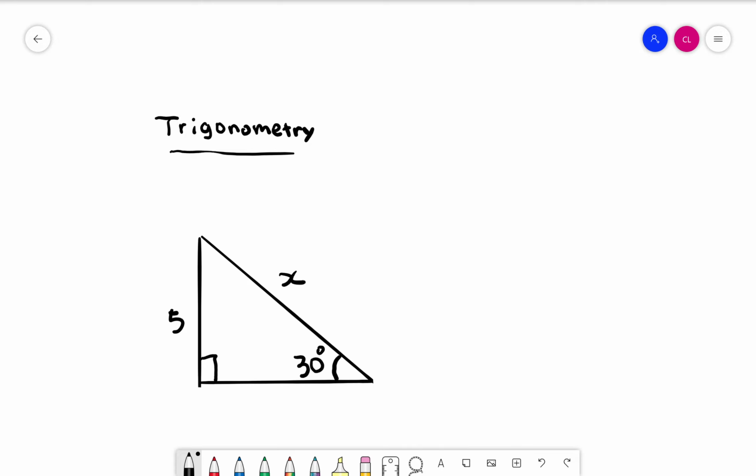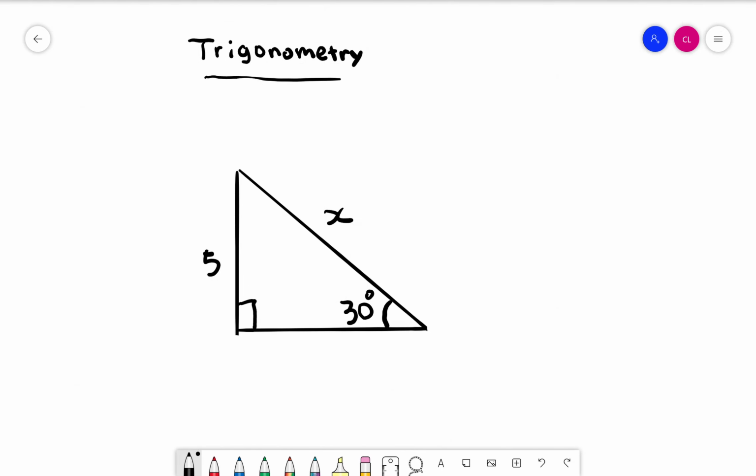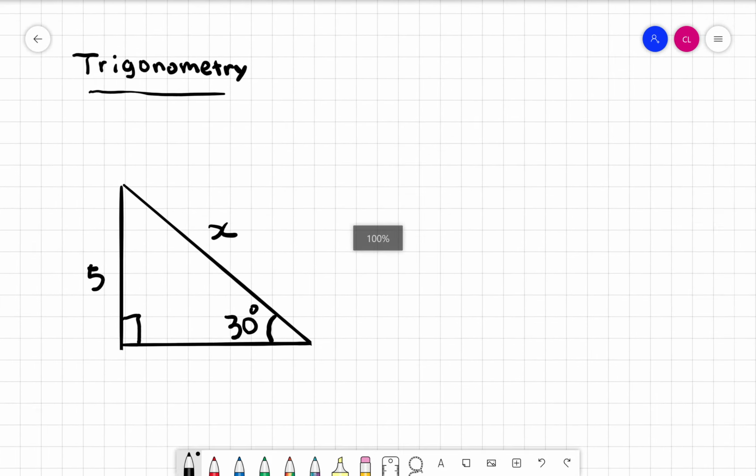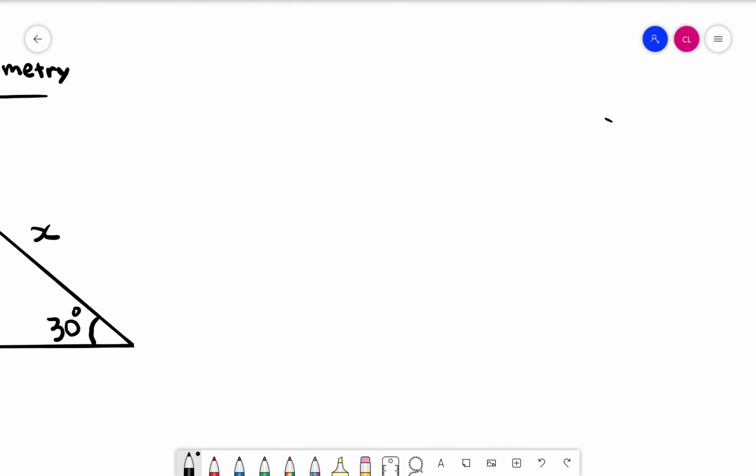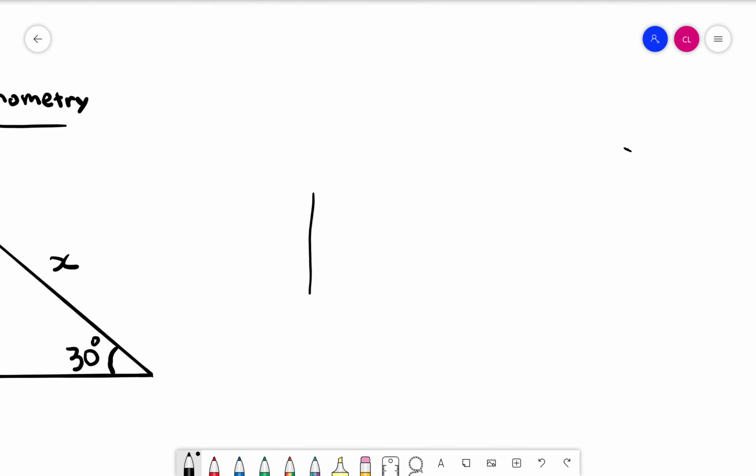Cool. So let's say you are given this problem, and the angle is 30 degrees and that side is 5, and you're supposed to find x, right? Before we start and learn how to solve this, you should know how things work.